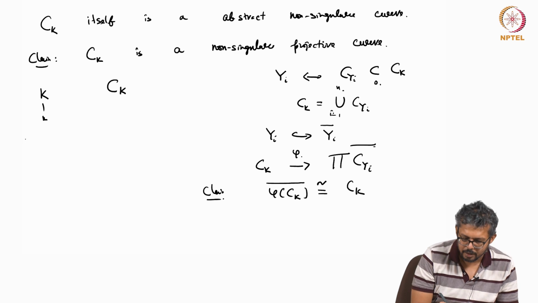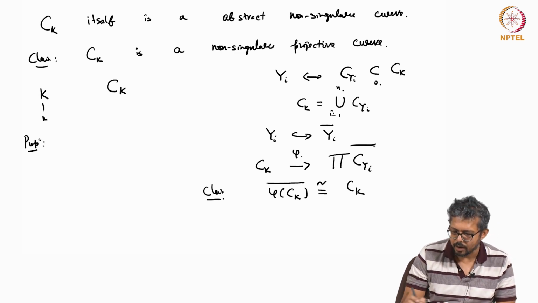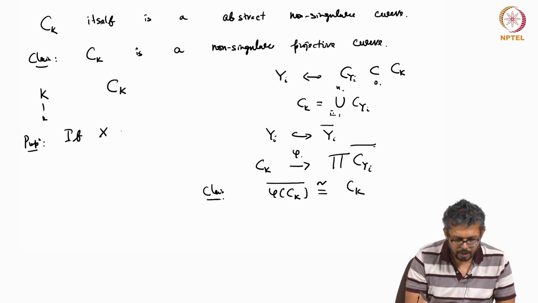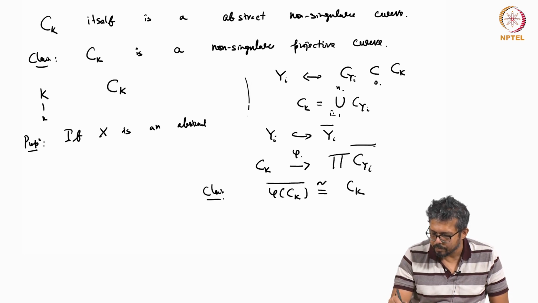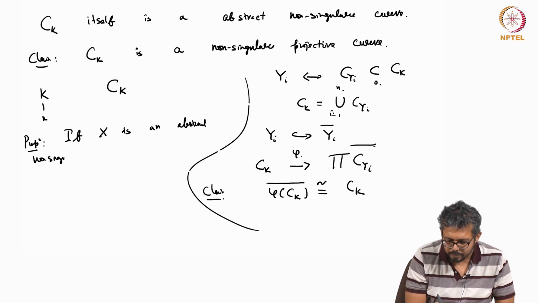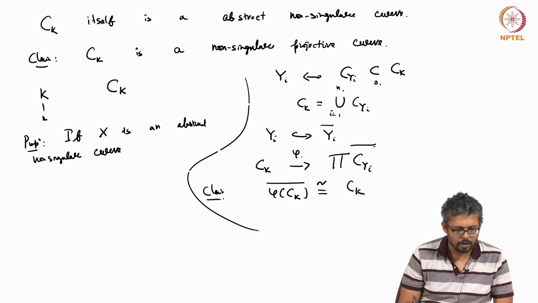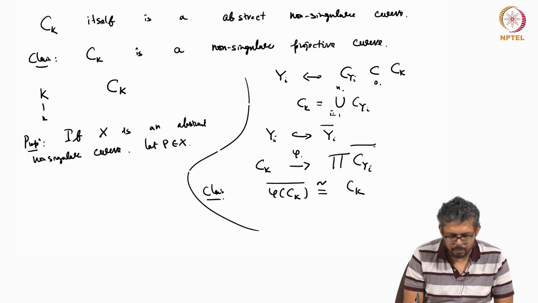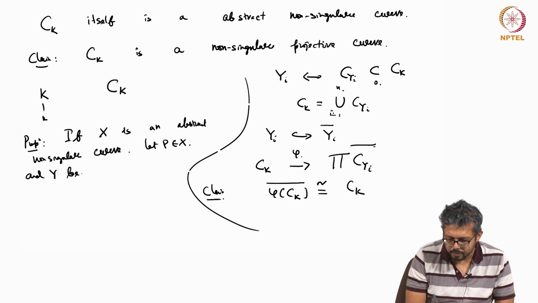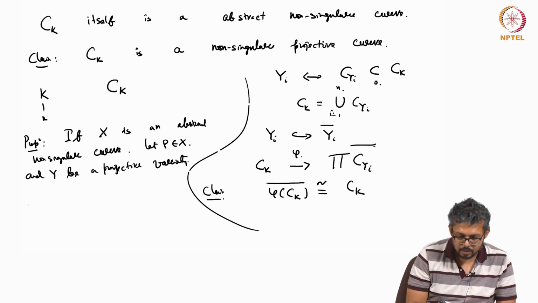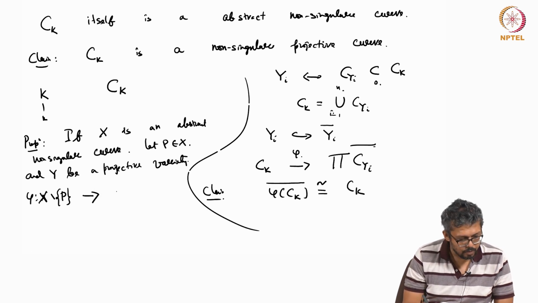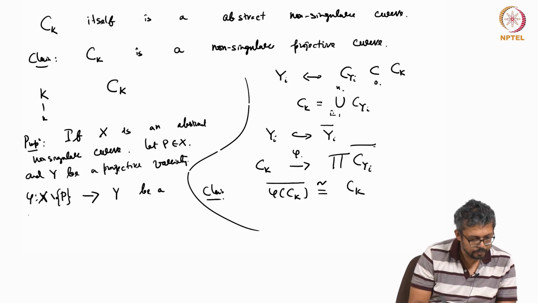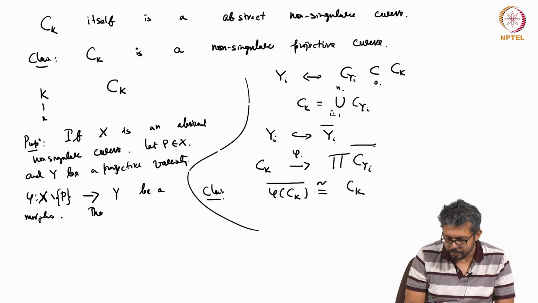Here you have to use a proposition at some point: if X is an abstract non-singular curve, and let P be a point, P belongs to X, and Y be a projective variety such that phi is a morphism from X minus P to Y, then phi can be extended on X.